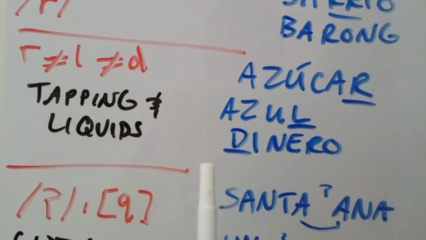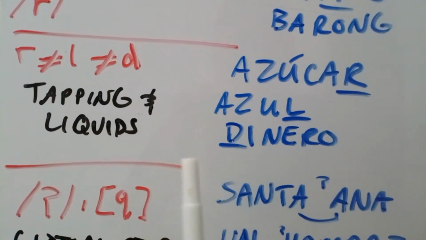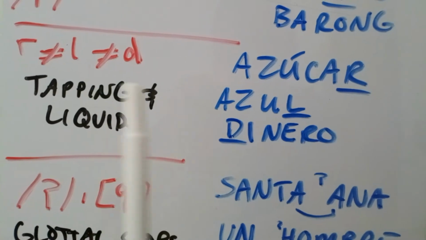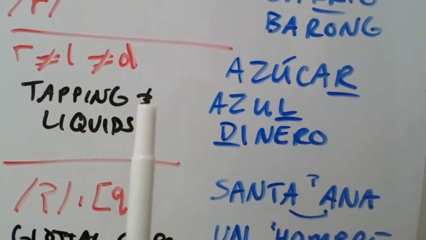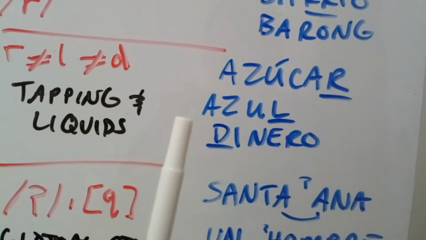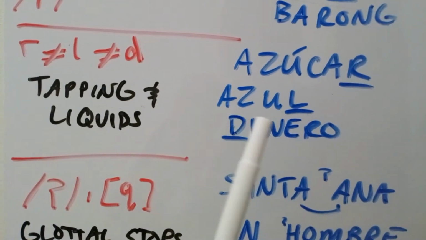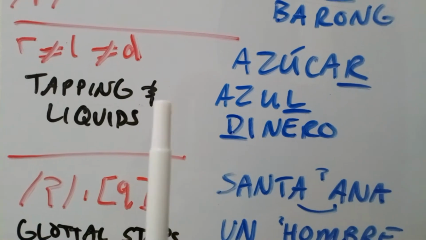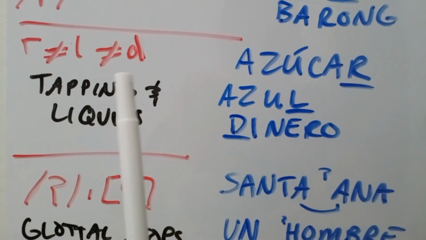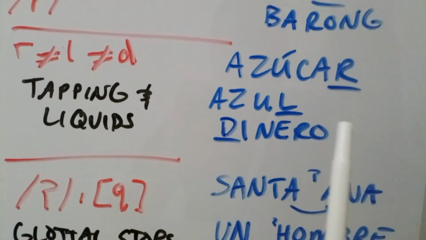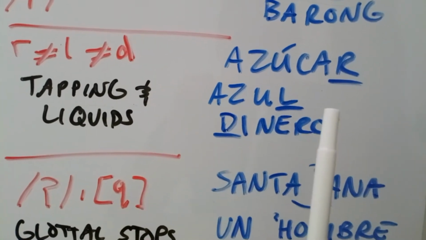Moving on to the next one, we have the tappings and the liquids, right? Because the R, the L, and the D all have different sounds, they're not going to be pronounced the same way. Whereas in some dialects of Spanish they do, in the Philippine dialect, they're not. So the R is not the L, and the L is not the D, and the D is not the R. They all have three different sounds as follows, right? So this is with the tappings and the liquids.